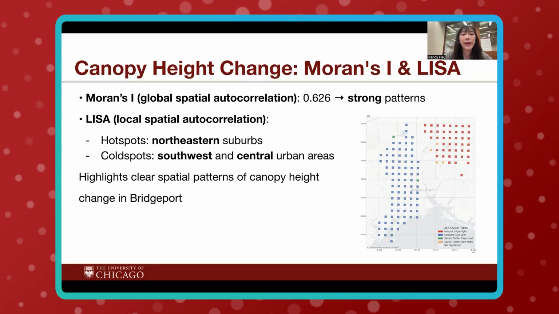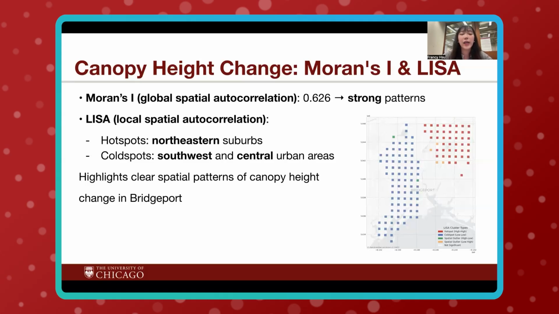And we also did LISA. This is a local version of Moran's I, and we can use this to conduct cold spot and hotspot analysis. LISA is calculated for every point by comparing with their corresponding neighbors. And for the figures on the right side, the red square represents a value change from high to high, which is a hotspot, and the blue square represents a value change from low to low, which is a cold spot.